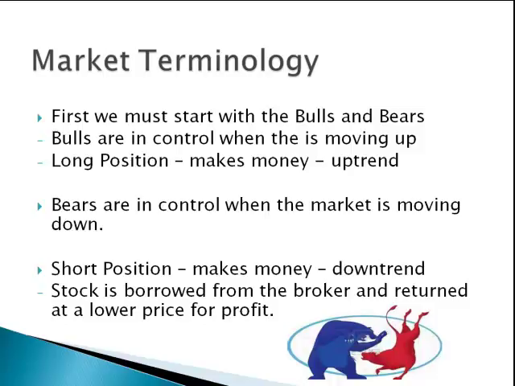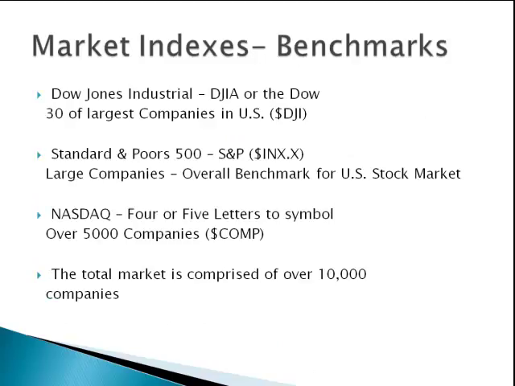So let's say that you sell the stock short at $10. The stock goes down to $8. The delta is $2. That $2 is your profit when you return the stock to the broker, and it's just the opposite of going long. Going short is the opposite of going long. All right, so let's move on to market indexes.